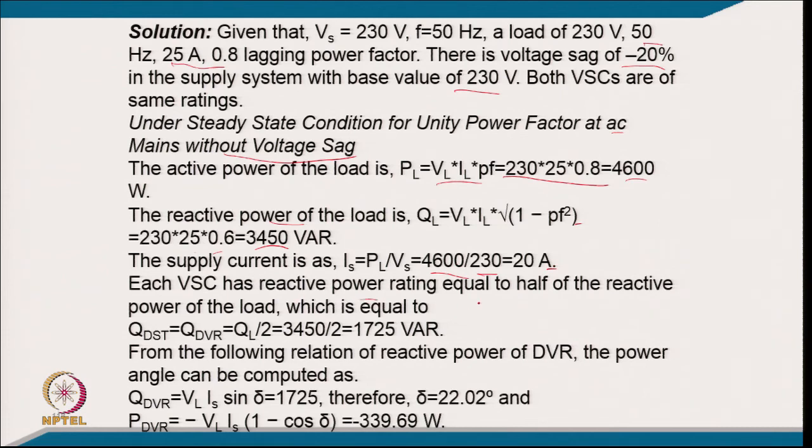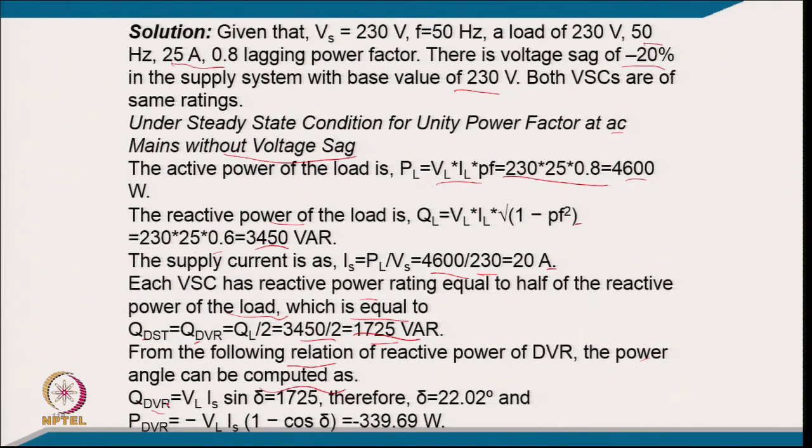So, each VSC reactive power rating has to be half of the reactive power of the load, which is equal to Q DST equal to Q DVR equal to QL by 2. So, it is 3450 by 2. So, each compensator has a rating of 1725 VAR. From the following relation of reactive power of DVR, the power angle can be calculated.